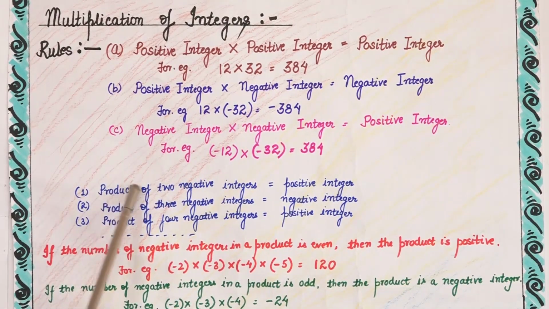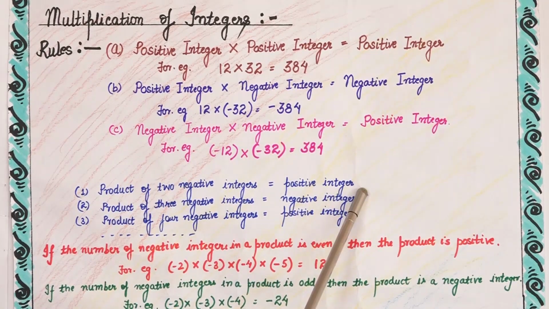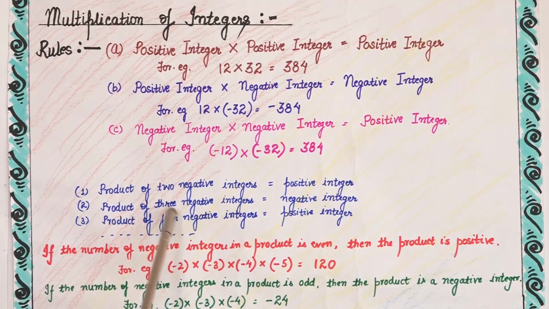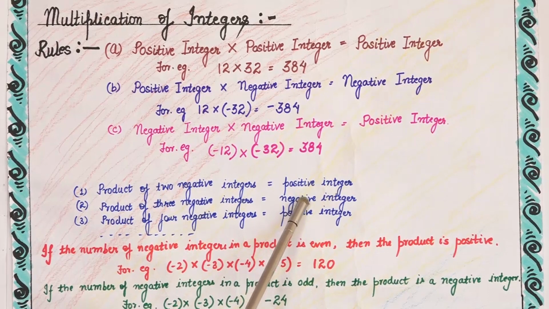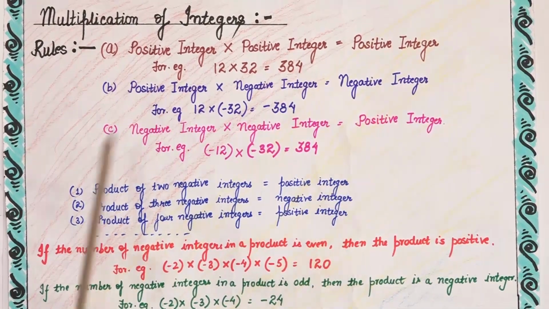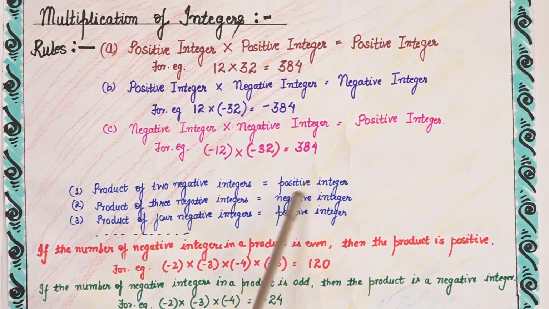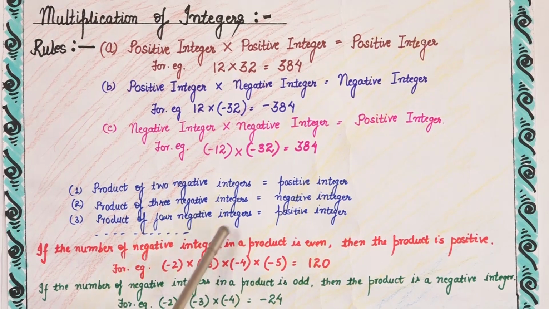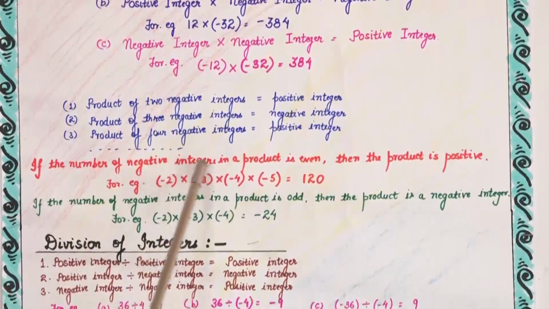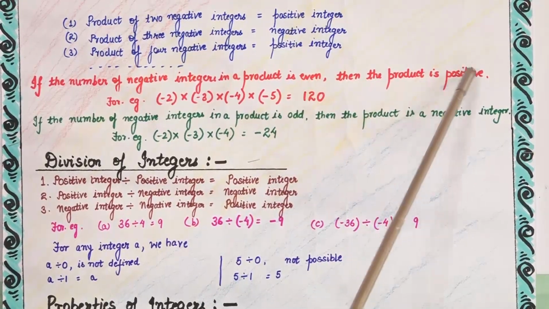Now suppose we are multiplying two negative integers. As I have already explained, our answer will be a positive integer. Suppose we are taking the product of three negative integers. In that case, our answer will always be a negative integer. But when we multiply four negative integers, our answer will be a positive integer. So you have to keep these two points in mind when multiplying odd or even numbers of integers. If the number of negative integers in a product is even, then the product is always positive.